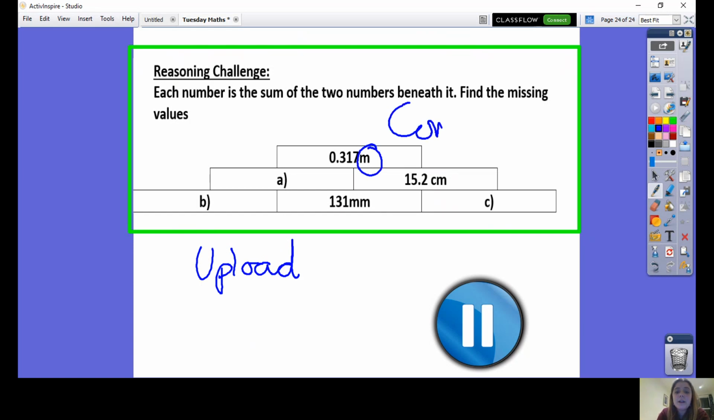Remember, you have to convert and you have to use the inverse of finding the sum in order to find the missing numbers. Have a go and upload it onto Seesaw.